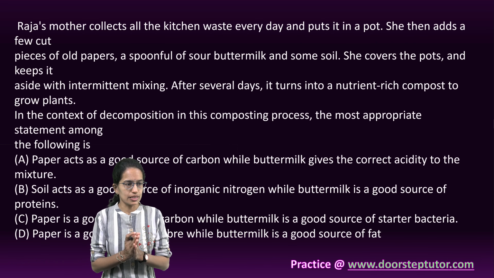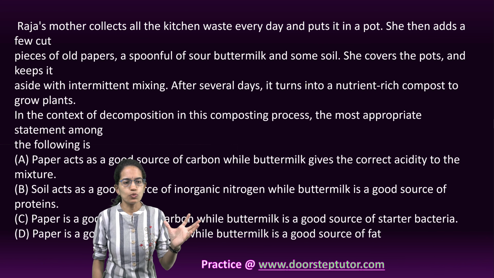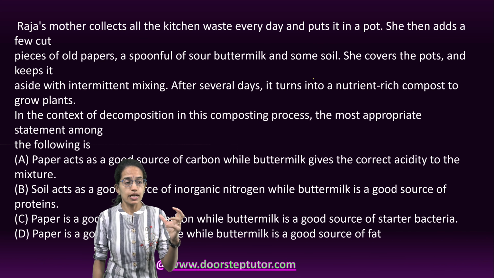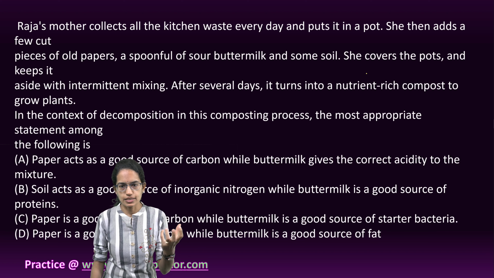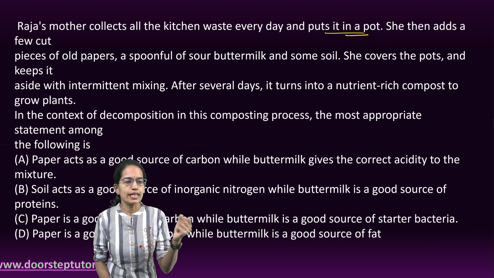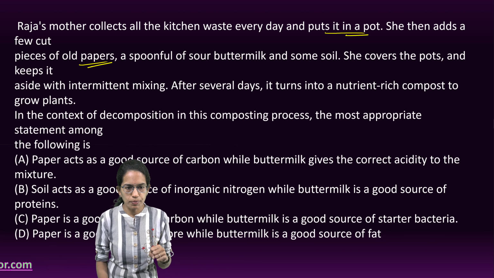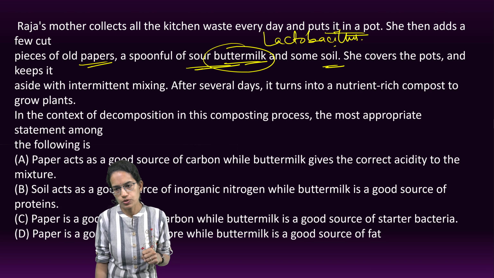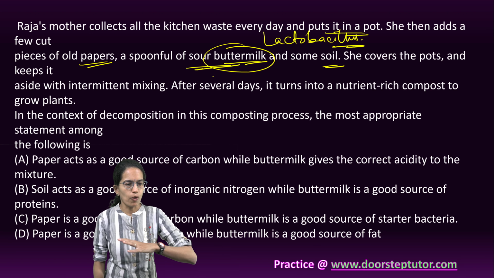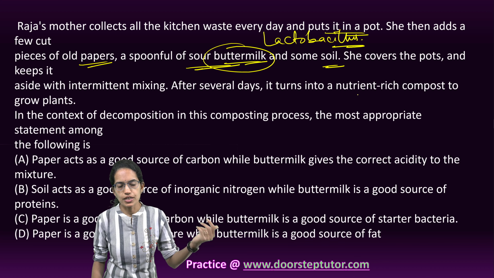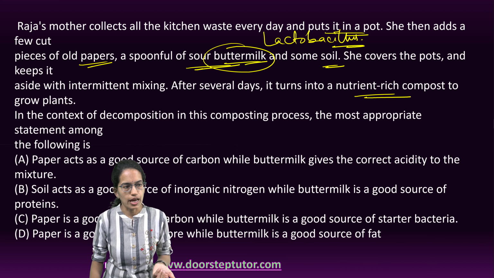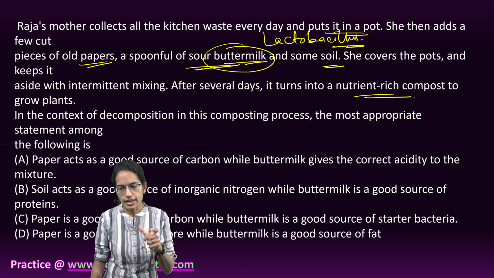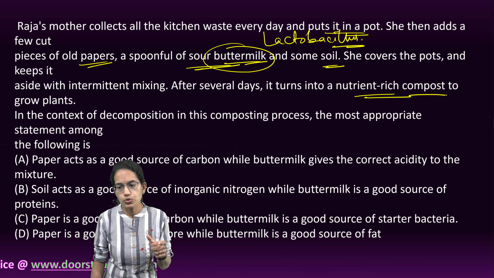The next question is very important. So Raju collects the kitchen waste and puts it in a pot. Then adds a few pieces of old paper, buttermilk and some soil. Now what is buttermilk? Sour buttermilk is nothing but lactobacillus. That's something you have to keep in mind. Now she covers the pot and keeps it aside.